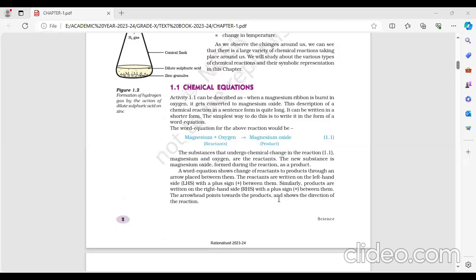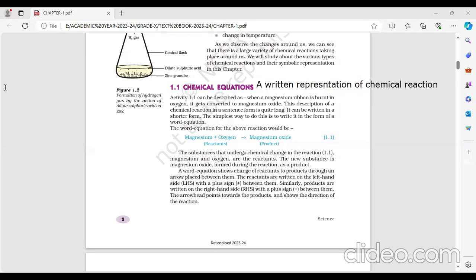Okay, so the next topic is chemical equation. So what is a chemical equation? Before going to study chemical equations, we should know the definition of a chemical equation. I'll write the definition. A written representation of a chemical reaction. So what is a chemical equation? It is a written representation of a chemical reaction.